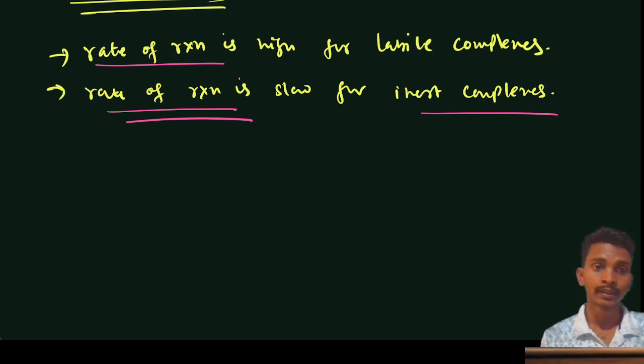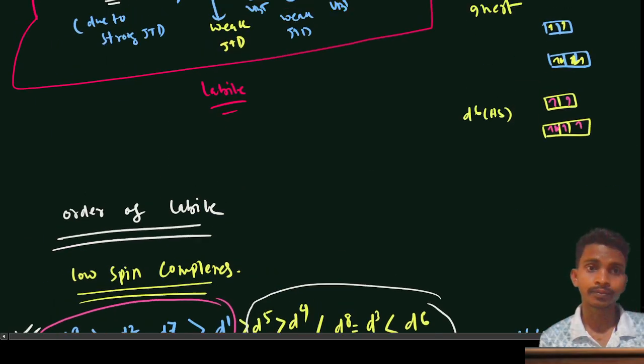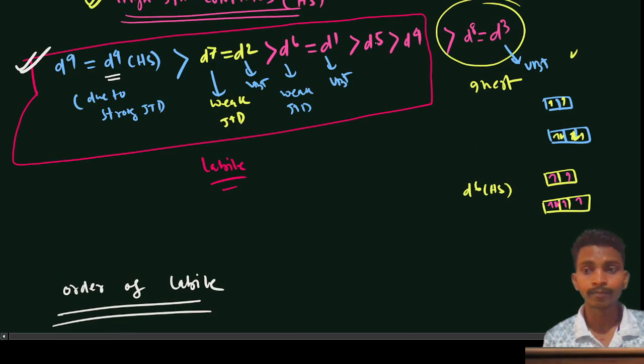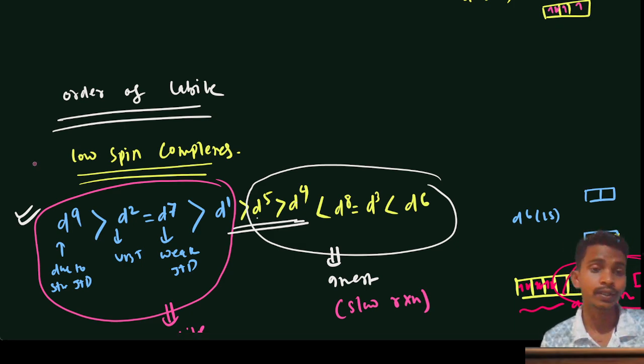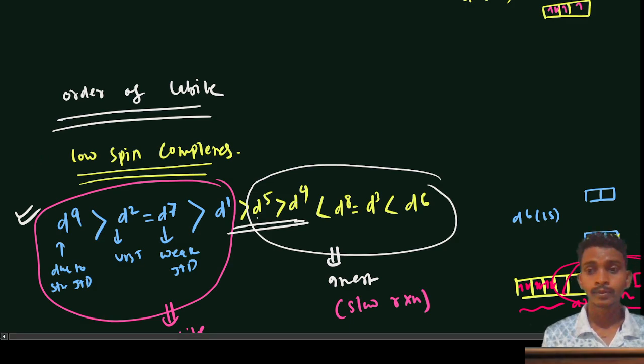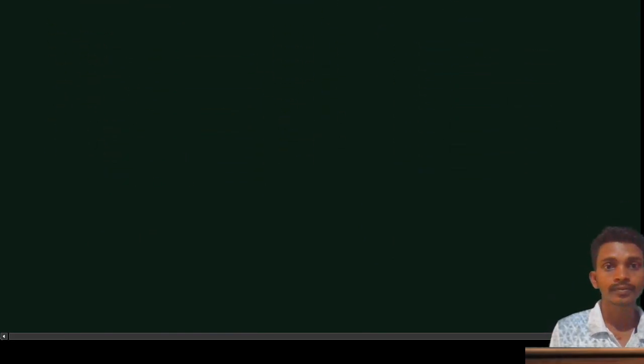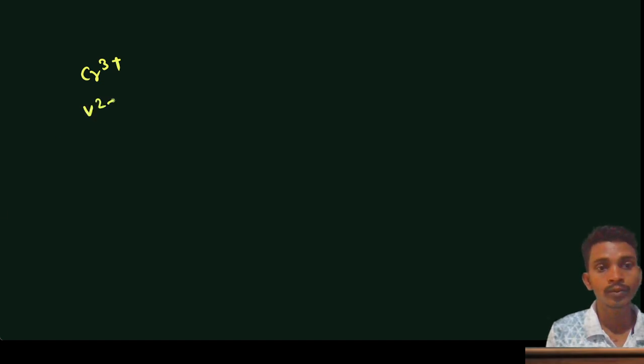Other than that, on what cases do labile and inert depend? If the orbital configuration of the complexes is the same, but there is a difference in charge or a difference in size, then what is the order of lability? Okay, let's say we have chromium 3 plus and we have vanadium 2 plus.